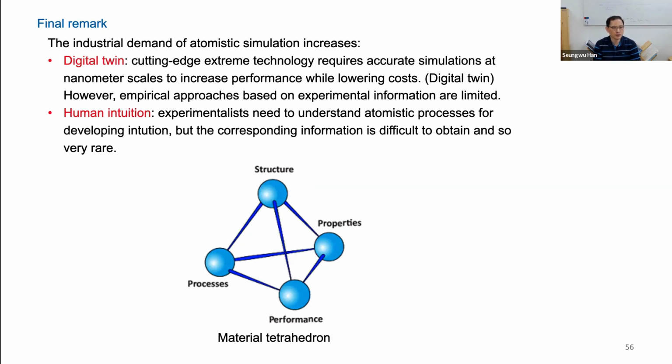And also, at the same time, there is human intuition. Experimentalists need to understand what happens at the atomic scale in order to develop solutions to problems or develop high performance materials. But atomistic information is very difficult to obtain experimentally, and also very rare. So the processes that we obtain from atomic simulation can give experimenters a huge intuition about their own application system. That's why I think atomic simulation is very important in materials science and engineering, particularly in the future.